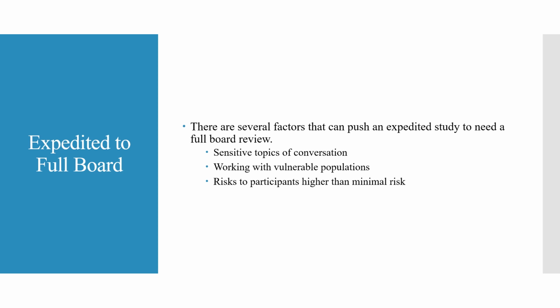Another factor that might cause your study to get bumped up is if you're working with vulnerable populations. So if you're recording interviews with prisoners, that would cause your study to go from expedited to full board. Really just anything that makes those risks to your participants higher than minimal risk, that's going to cause you to have to go to full board. Because remember, the definition of expedited is that your research is no greater than minimal risk to the participants and fits under the categories. So even if you think you fit perfectly under category 6, if those risks to your participants are above minimal, it's going to be a full board study.